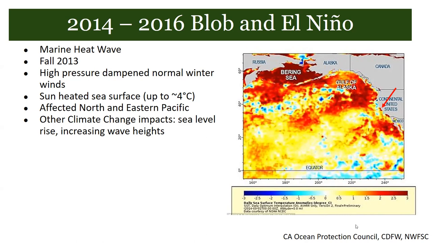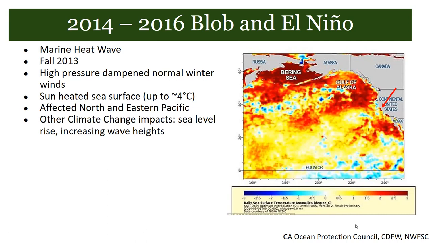Now, during this time, of course, climate change didn't stop. In fact, we know that these events are probably produced in large part because of climate change, right? But besides these changes in sea surface temperature, we also are experiencing sea level rise and increasing wave heights. And all of these effects, of course, influence the community that inhabits our waters.